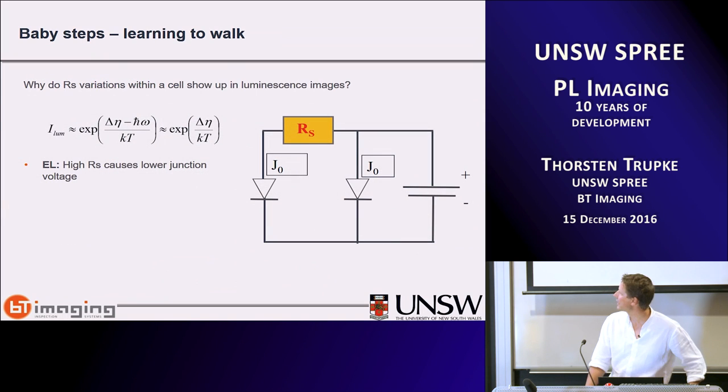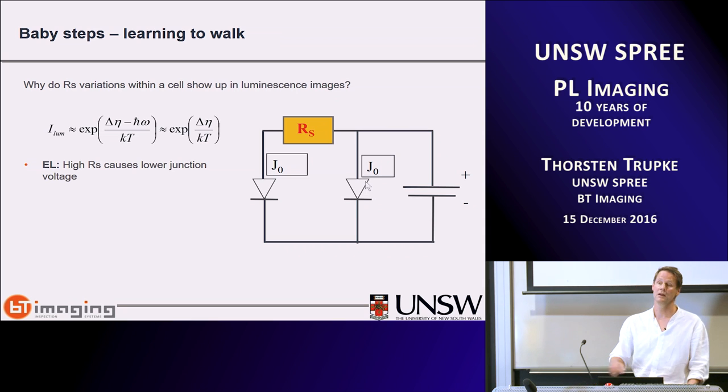To briefly explain that, if you look at a very simple circuit diagram where we ideally consider a solar cell that has two sides, one half has zero series resistance, the other half has some finite series resistance. If you imagine applying a voltage to this device, it's clear that some of this voltage will drop over the series resistance here, which means a smaller voltage will drop over the junction here, and that corresponds to lower luminescence emission. Whereas the full voltage drops here, which means higher luminescence emission.